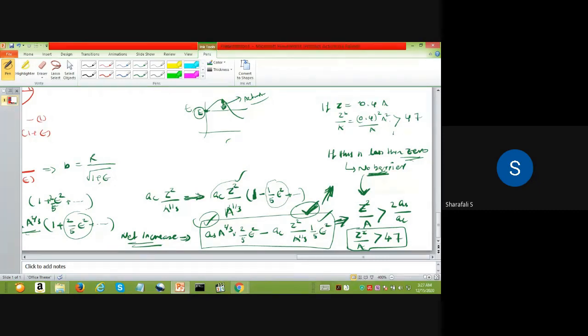Under this condition, your A should be greater than 300. Here one A gets cancelled, so it will be 0.4 square times A, and in order to have that value greater than 47, your A should be at least 300. So it should be more than that. Only then do you get the condition Z square by A greater than 47. This is just an assumption. Those nuclei having the condition Z square by A greater than 47 will go to spontaneous fission. We do not have to supply any energy for that particular nucleus, and it will undergo spontaneous nuclear fission.